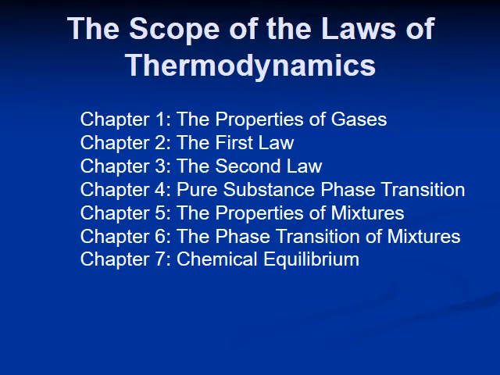Here is the list of chapters we're going to study. In Chapter 1, we go over the properties of gases. In Chapter 2, we study the first law. After that, we have the first exam. In Chapter 3, we study the second law, and after that, we have a second exam. In Chapters 4, 5, 6, we apply the second law to pure substance phase transition and to mixtures. The third exam will cover these three chapters. Finally, we apply the second law to chemical equilibrium in Chapter 7. And then we have the fourth exam.